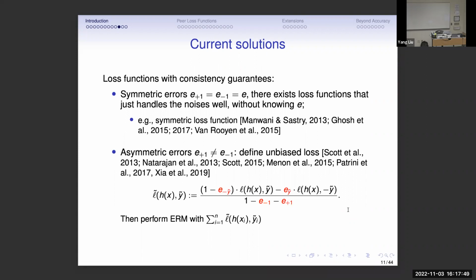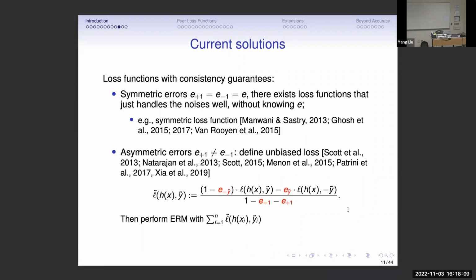The trickier case is when the error rate is asymmetrical, so when E plus is not equal to E minus. Think about it, you're training a spam detection classifier. The chance of mislabeling a spam probably is different from the chance of misclassifying a real, true email. So this question is trickier.